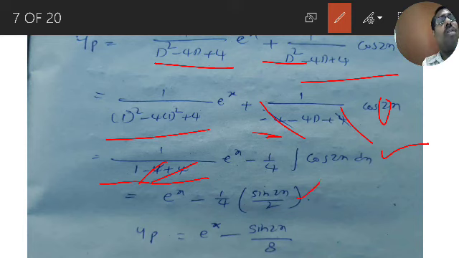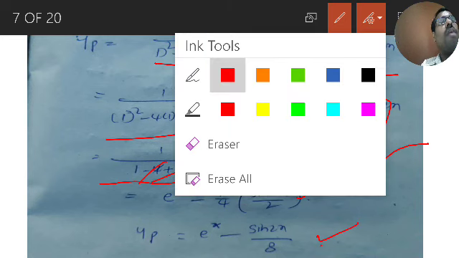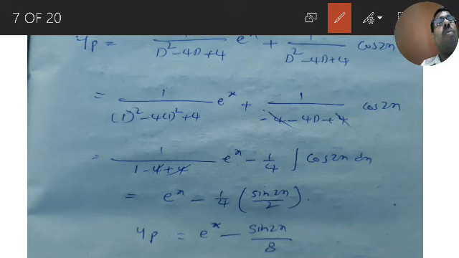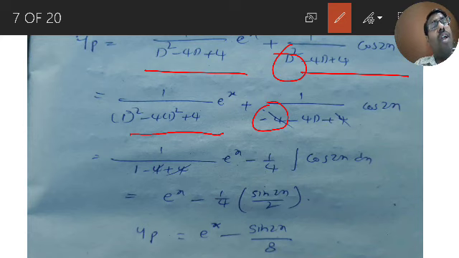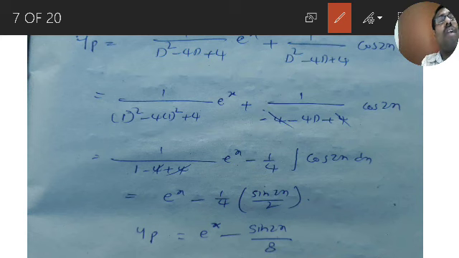So what is the next step? e power of x minus 1 by 4 into sin 2x by 2. Now what is yp? My yp is e power of x minus sin 2x by 8. So this is my yp. There are two methods, first and second. For the first method at place of d substitute 1, for the second method at place of d square substitute minus a square, and you get 1 by d. D means derivative, 1 by d means integration. That is how we got yp.